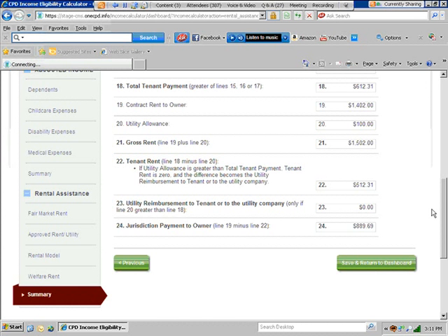Right, and this is a good time to say, we tried to build the calculator to only talk about the head or co-head. We purposely left the word spouse out. Right, because not everyone has a spouse.